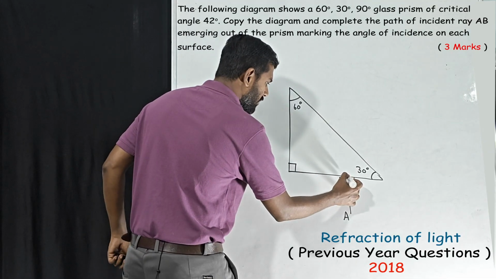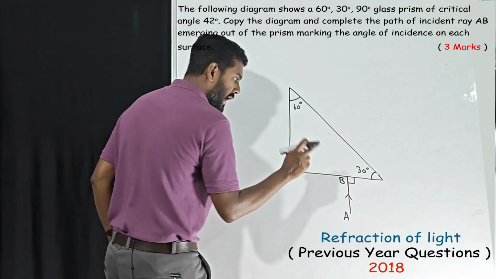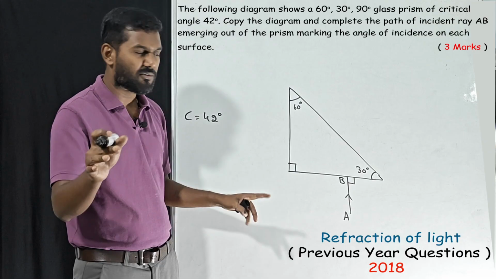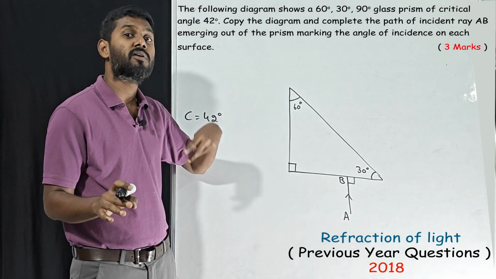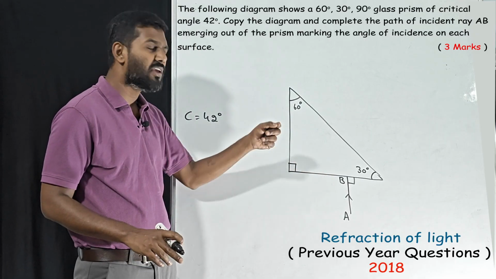So when the angle of incidence is normal, they have clearly mentioned this is 90 degrees. Whenever they give you the prism, a triangular prism, whatever the angle it is, if they have given the angle, then it is okay. If they have not given the angles, first you have to write the angles. They will give you some hints.